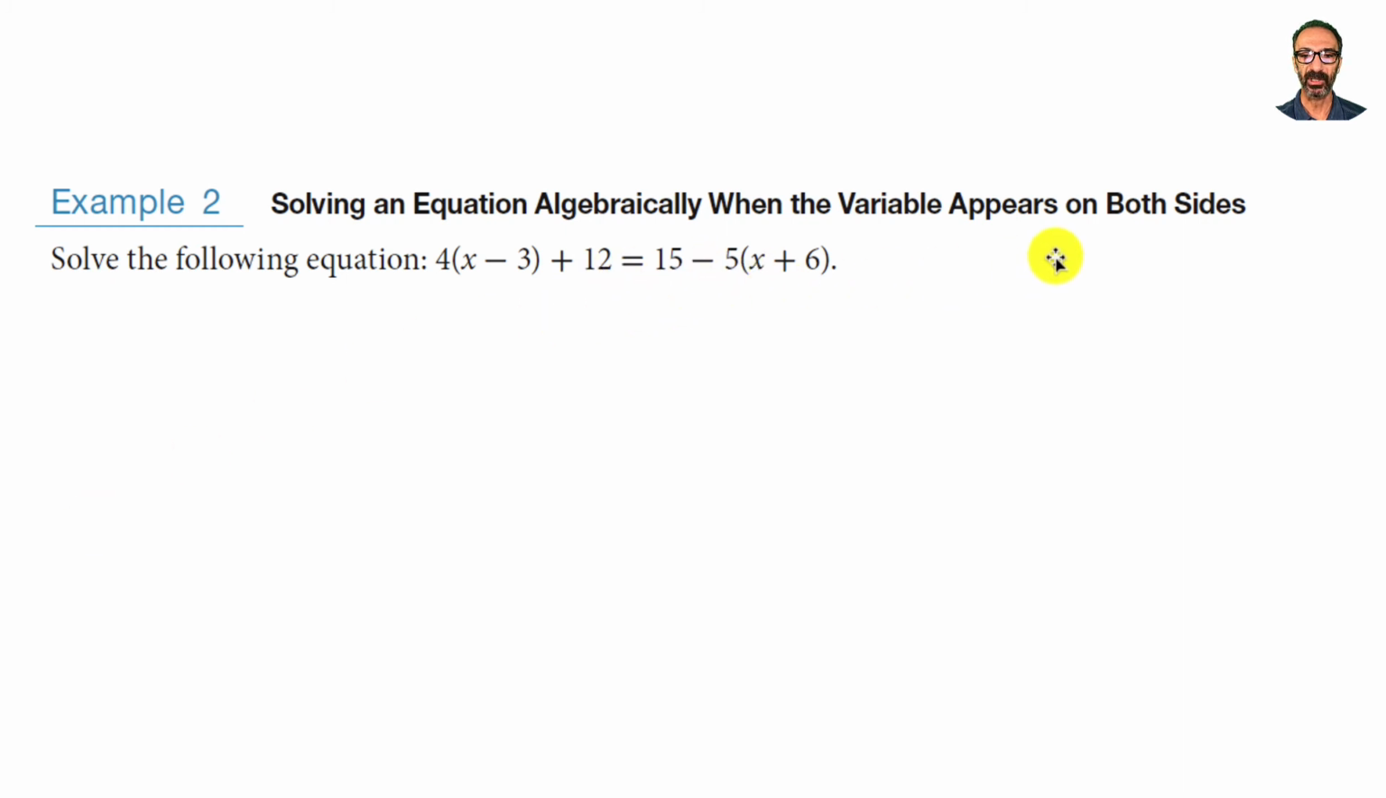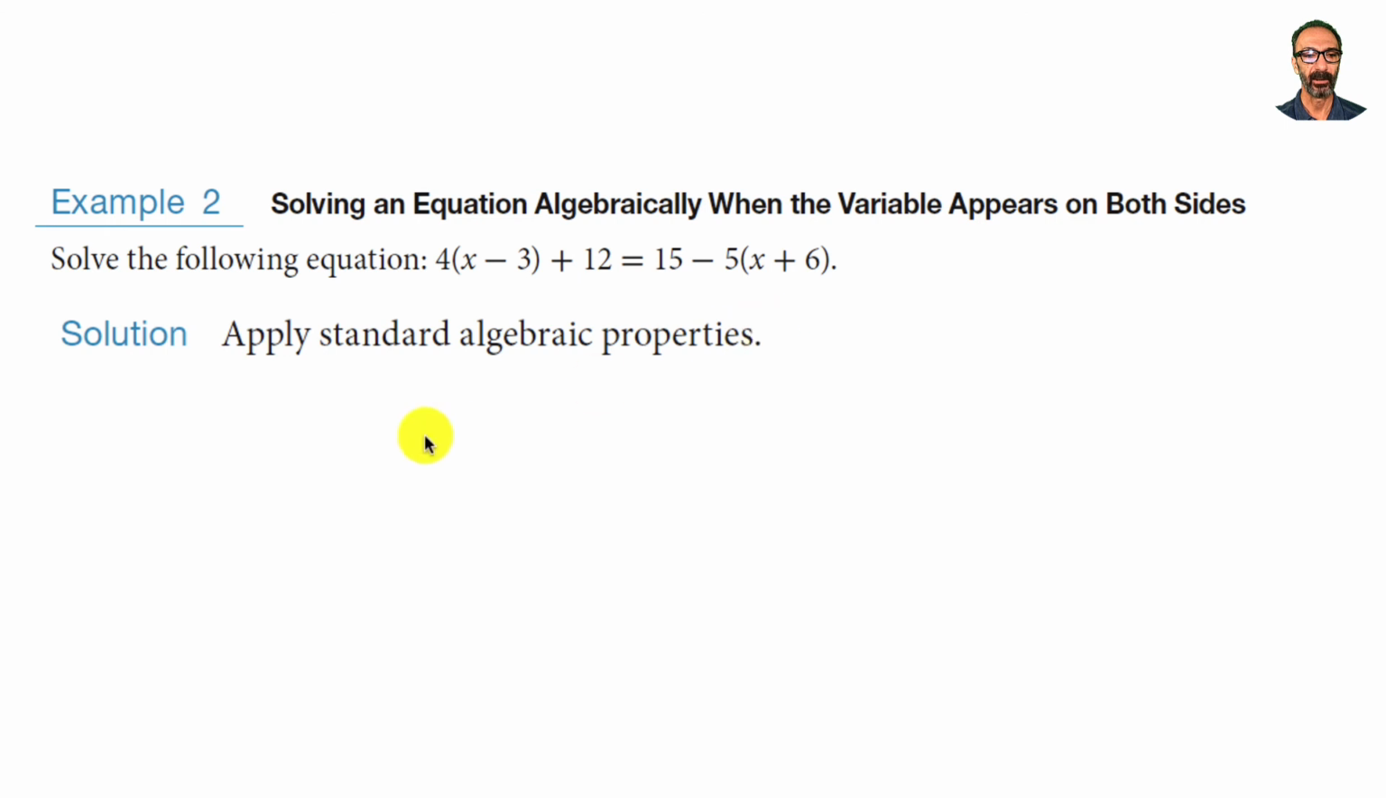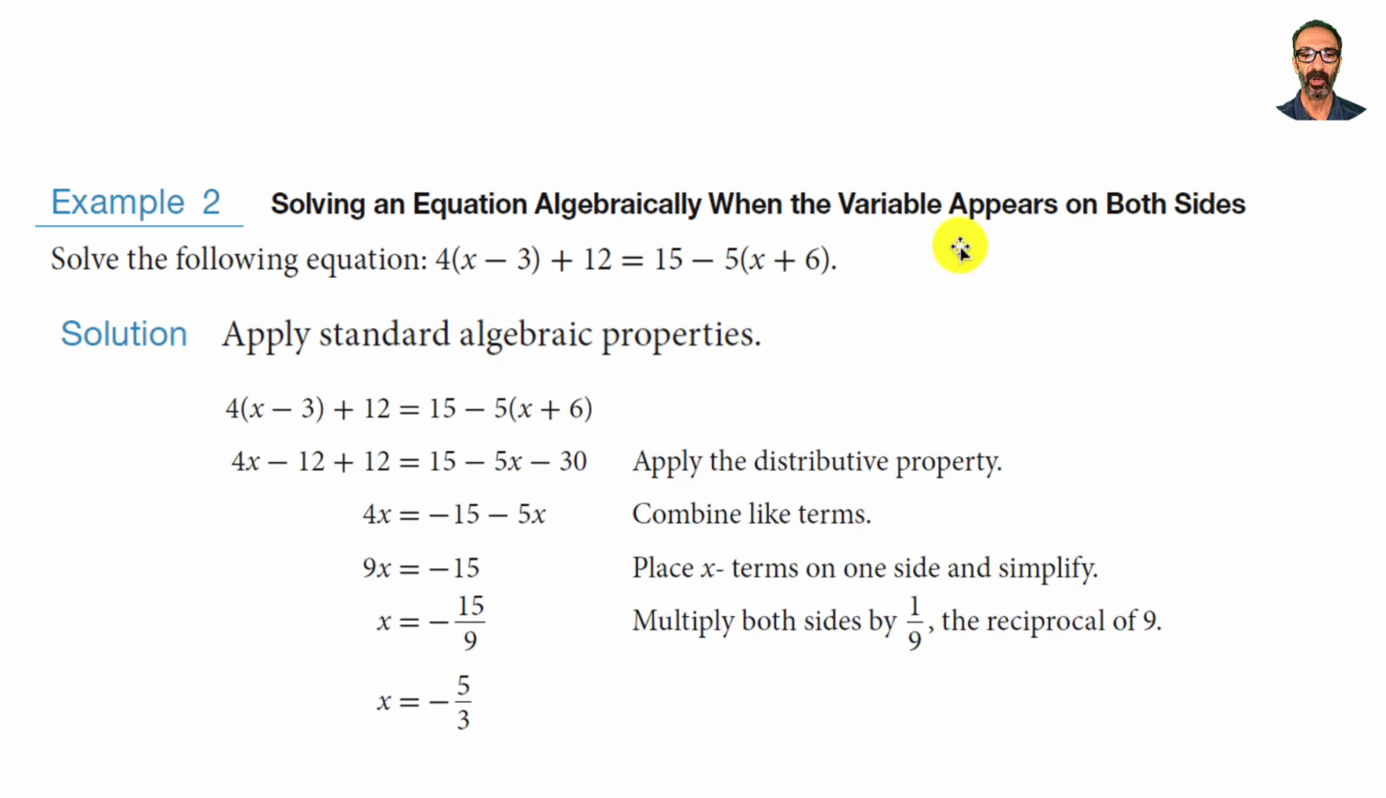Another one, when you have variables on both sides, as you could see, we try to do our best with our skills: distributive property, combine like terms, and moving on. Let's apply standard algebra properties. Here we do the distributive, and we do the distributive again right here. So it's like 2 steps in one. Minus 12 and minus 12 cancel, combine like terms. I got 15 minus 30, which is minus 15.